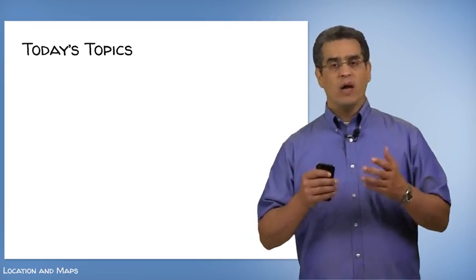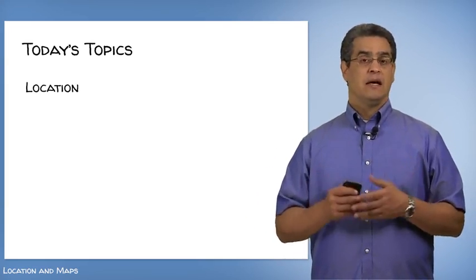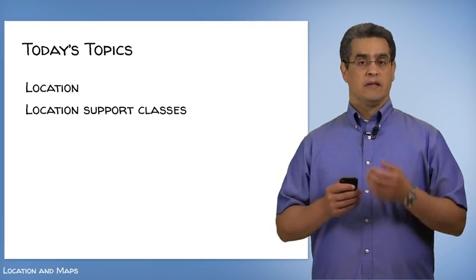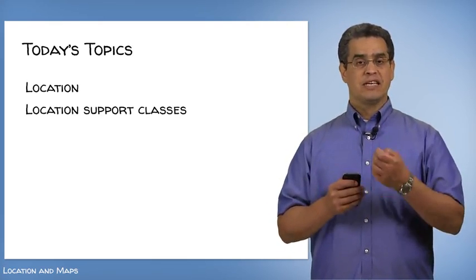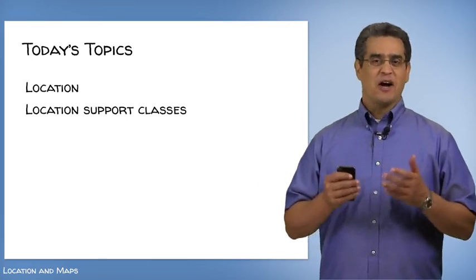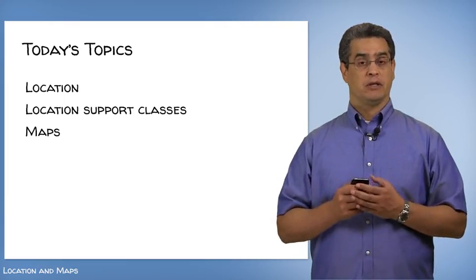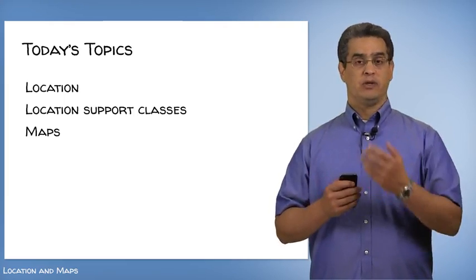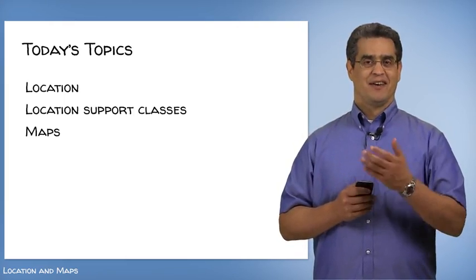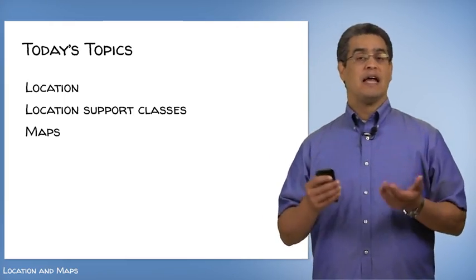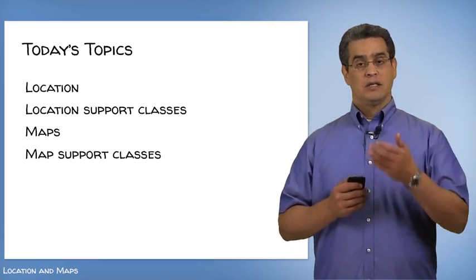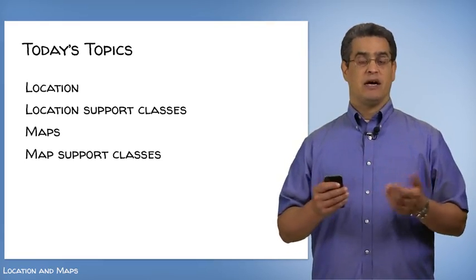I'll talk about what location information is, and I'll go over the classes that your applications will use to get that information. I'll talk about maps, which allow you to take location information and display it visually to your users. And I'll finish up by going over the classes that Android provides to let you display and customize maps.